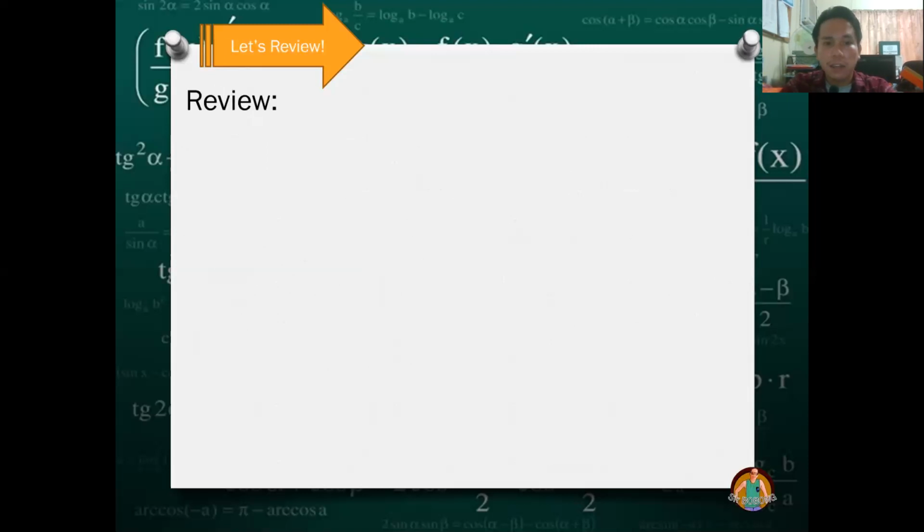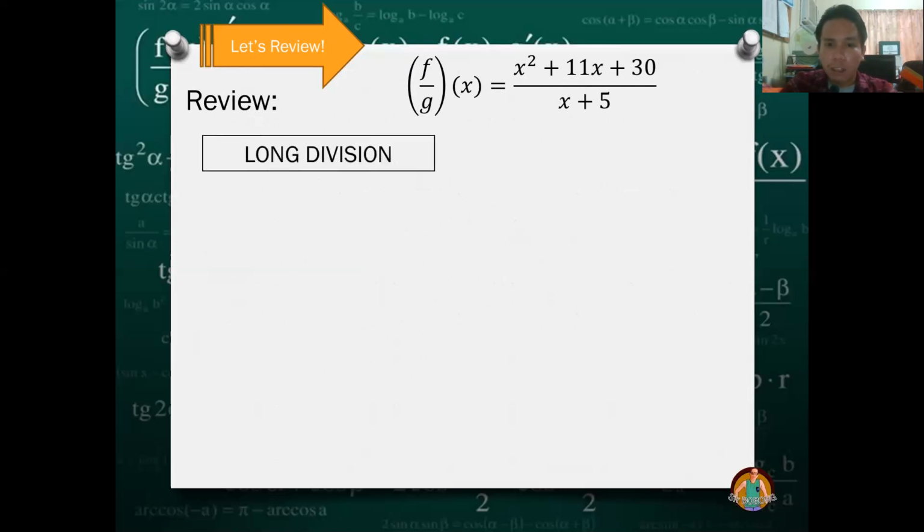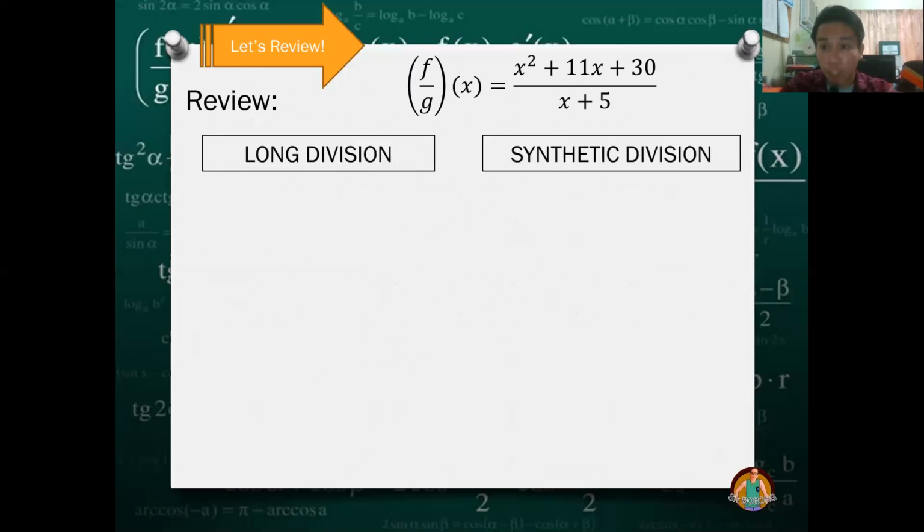Okay, so let's review first. Let's have this example. f over g of x is equal to x squared plus 11x plus 30 over x plus 5. So we will use long division and synthetic division to refresh our memory. Okay? So of course, we have x squared plus 11x plus 30 divided by x plus 5.